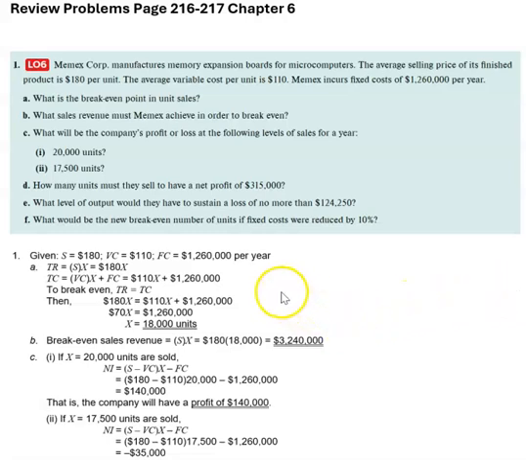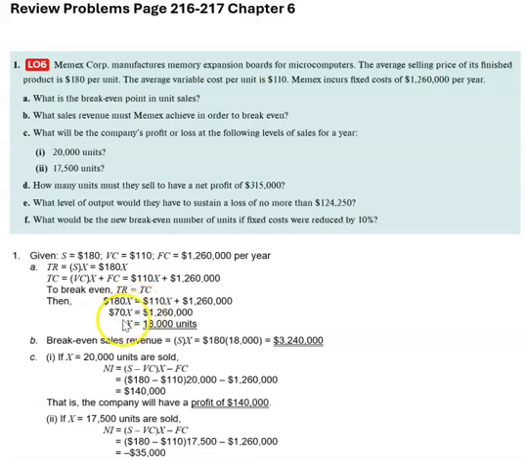So the solution I have, we're going to do total revenue equals total cost. So for total revenue, we have 180x, because it's 180 for selling price, and x represents the number of units. And then that is equal to 110x, which is your variable cost, plus 1.26 million, which is your fixed cost. We're going to move the x's to the left side, so we have to subtract it from both. That leaves us with 70x equals 1.26 million.